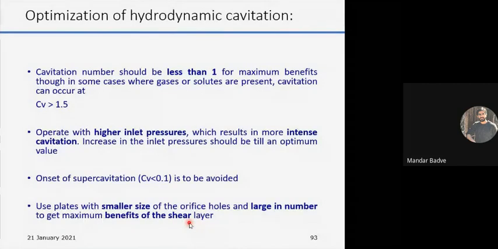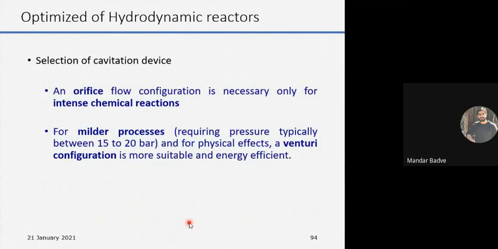If you're using orifice plates, use plates with smaller orifice holes, and large in number, to get the maximum benefit of shear layer. While selecting a cavitation device, an orifice flow configuration is necessary only for intense chemical reactions and for milder processes, requiring pressures typically between 15 to 20 bar. And for physical effects, a Venturi configuration is more suitable as well, right?